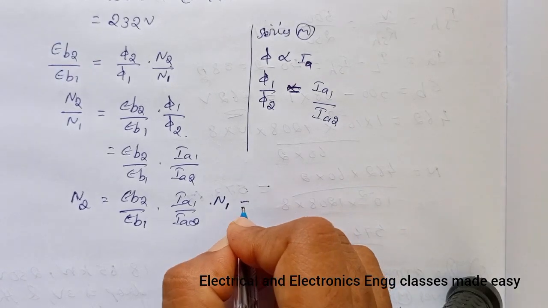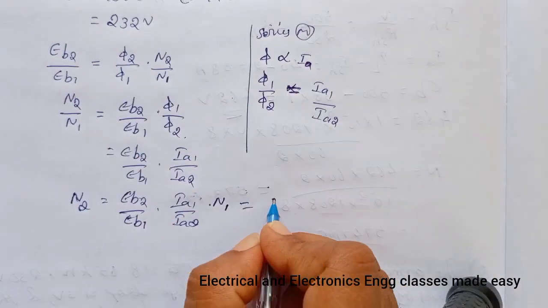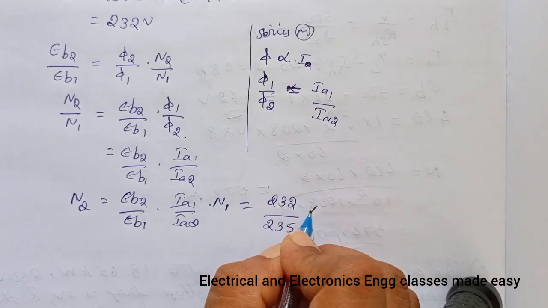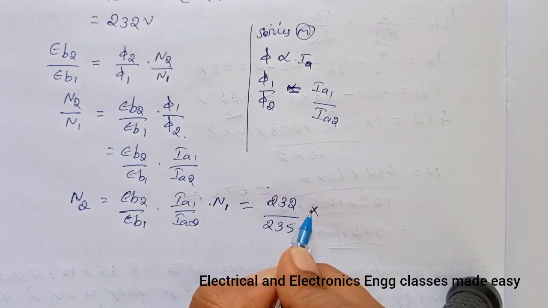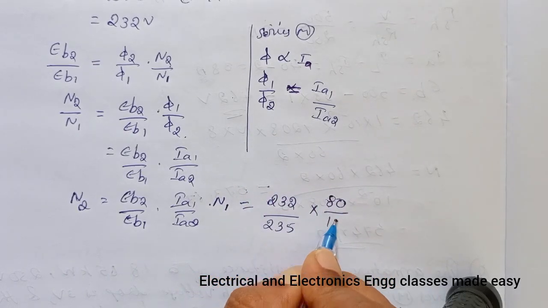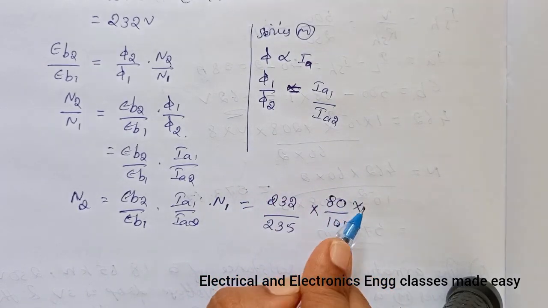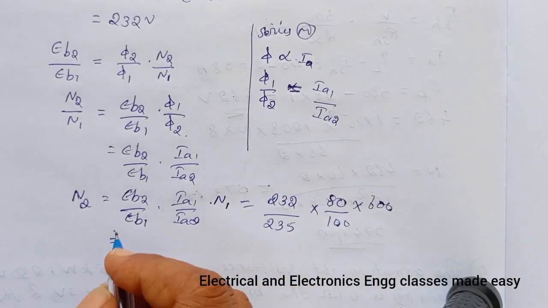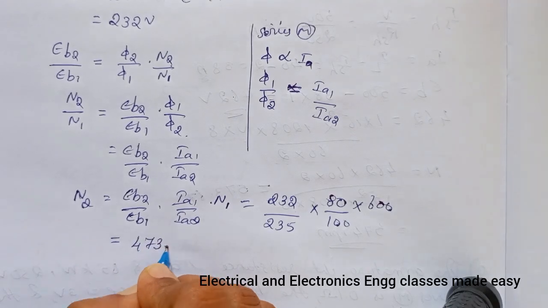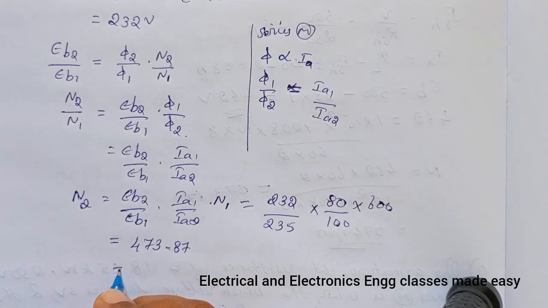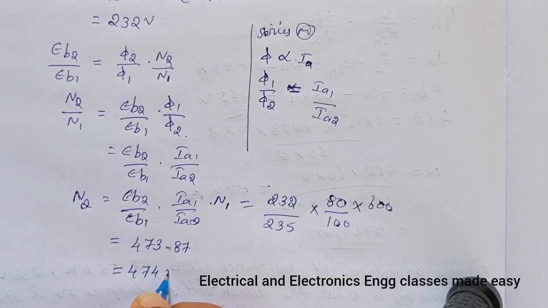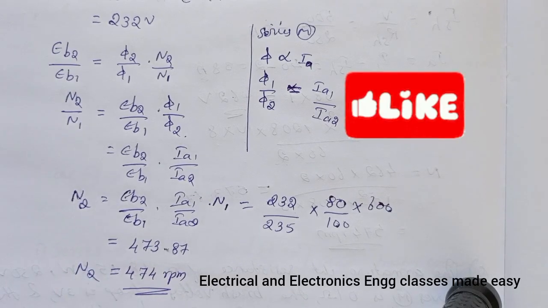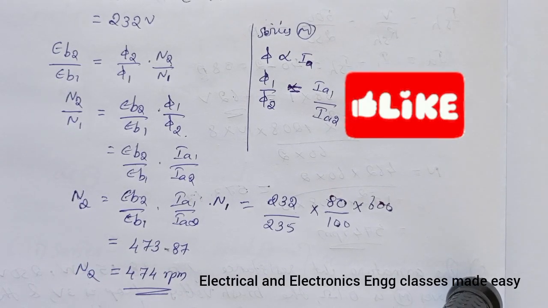and that is equal to EB2 is 232 divided by 235 into Ia1 is 80 divided by 100 into N1 is 600, and we get N2 as 473.87, and we can round it as 474 RPM. So N2 is 474 RPM.